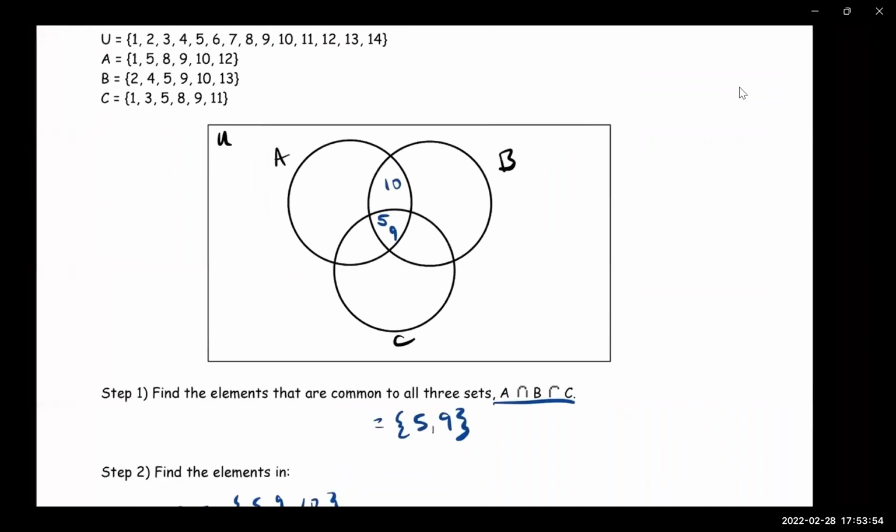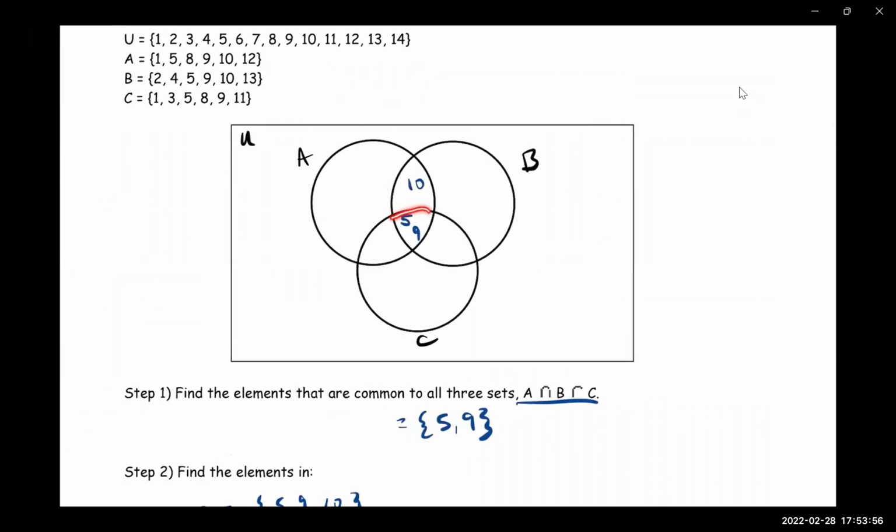All right, now let's focus on just A and C. What does A and C have in common? This is A: 1, 1. We already got the 5 and the 9. We already have the 9 too, so you just have 1 and 8. Yeah, just 1 and 8. Okay, so that's going to go here, 1 and 8, because we already have the 5 and the 9.